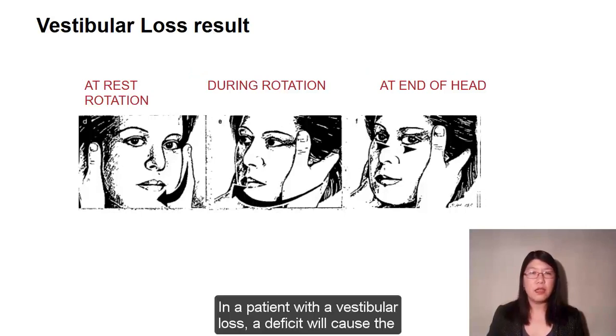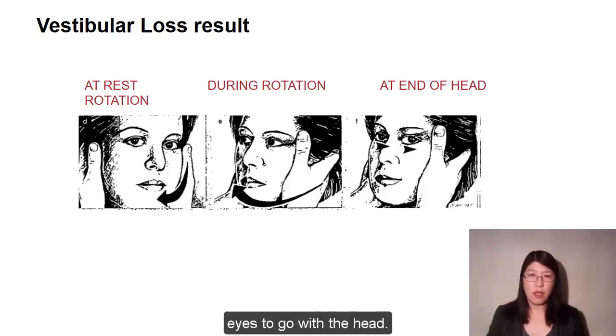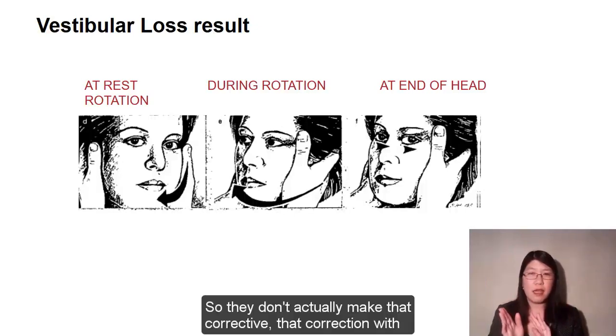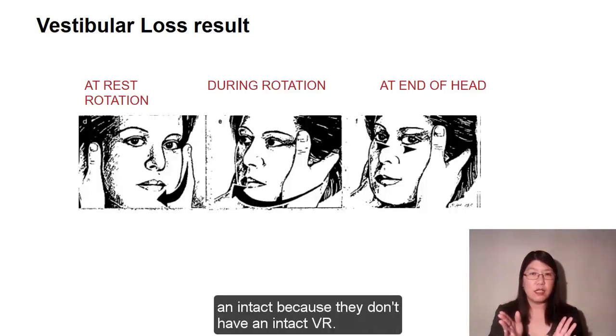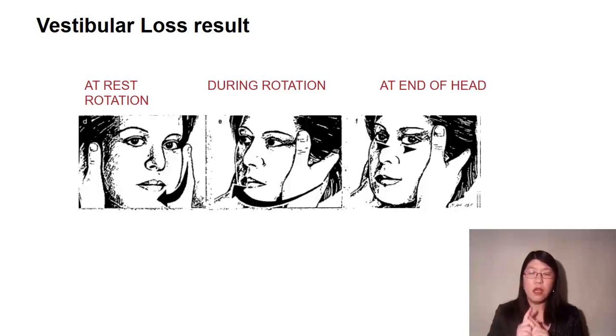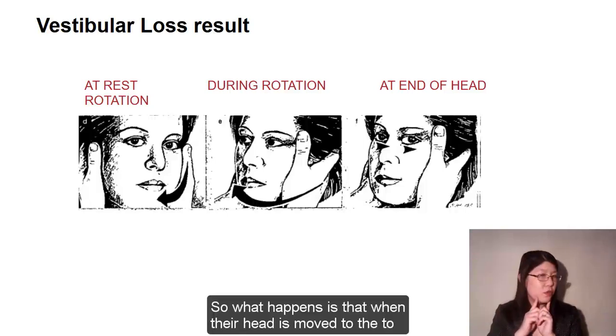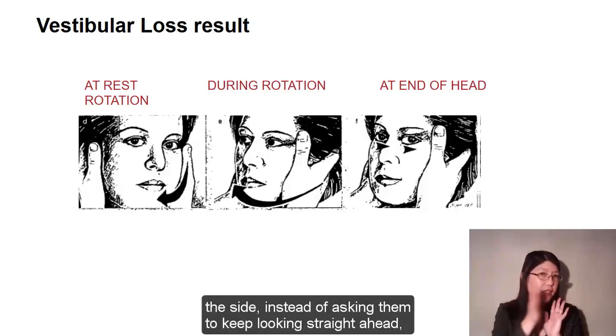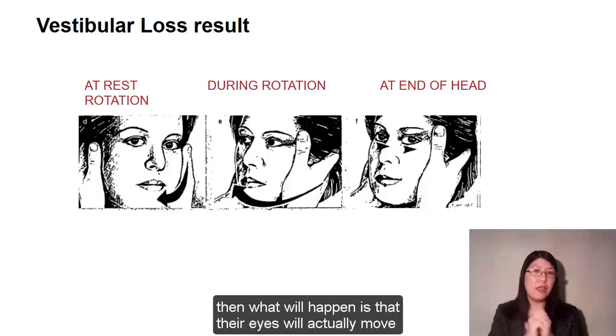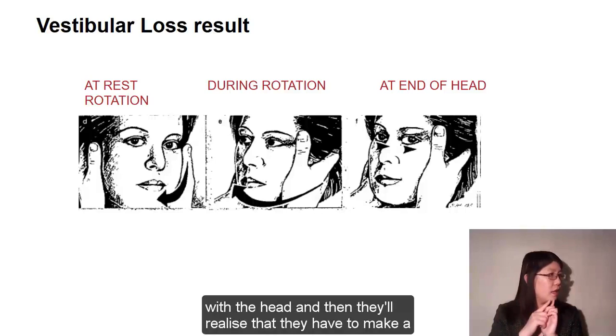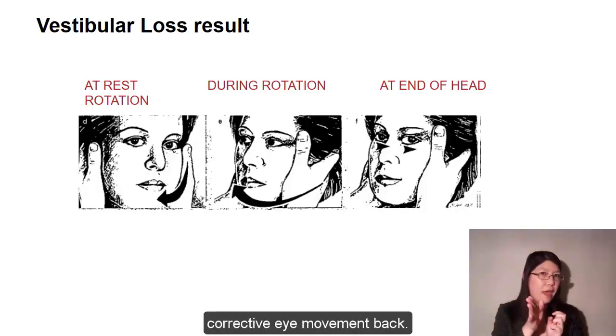In a patient with a vestibular loss, a deficit will cause the eyes to go with the head. They don't actually make that correction, because they don't have an intact VOR. So what happens is that when their head is moved to the side, while being asked to keep looking straight ahead, their eyes will actually move with the head, and then they'll realize that they have to make a corrective eye movement back.